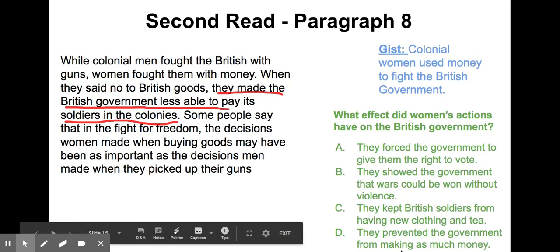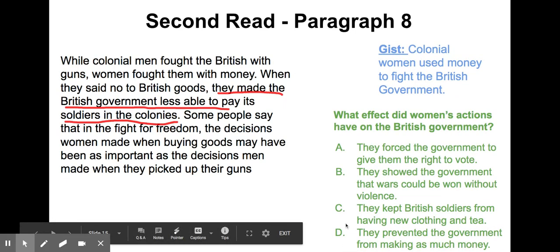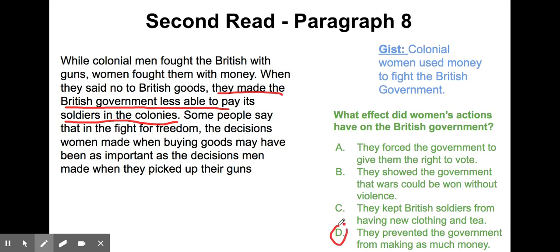So this one, I was stuck between B and D. Because it says yes, but it says they showed them that it could be won without violence. But at the end of the day, it is a war. In war, there may be some violence. But what we're looking at, the best answer is going to be D. Because again, this heads back to our gist, but also the text supports that. Pat yourself on the back if you got the correct answer as well.